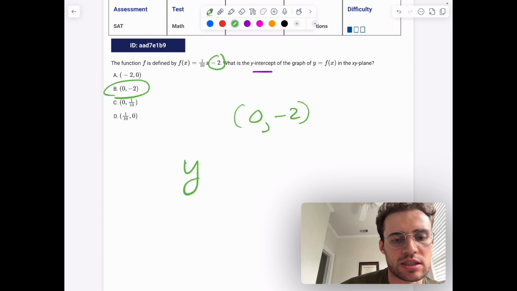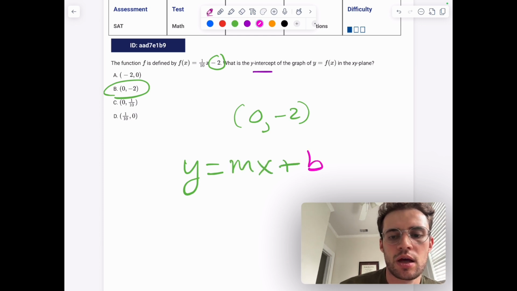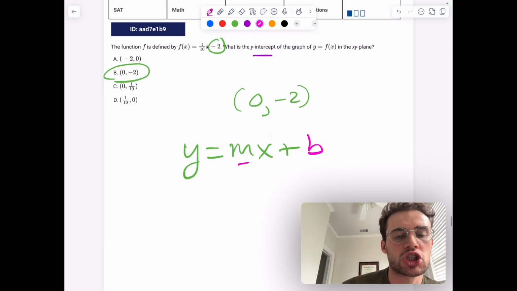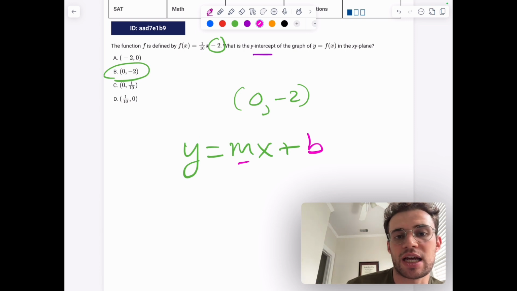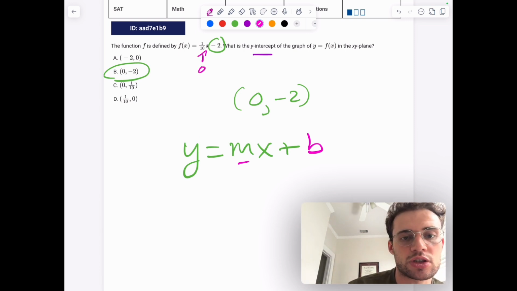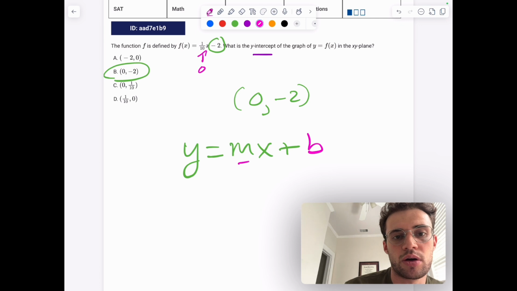Now you can think of that as, if you put it in slope-intercept form, it's y equals mx plus b, and b is your y-intercept. m would be the slope, so it's the rate of change. Y-intercept is at time 0. So you could also just plug in a 0 here. 1/10 times 0 is 0. Your output would be -2. So when x is 0, your output is -2.